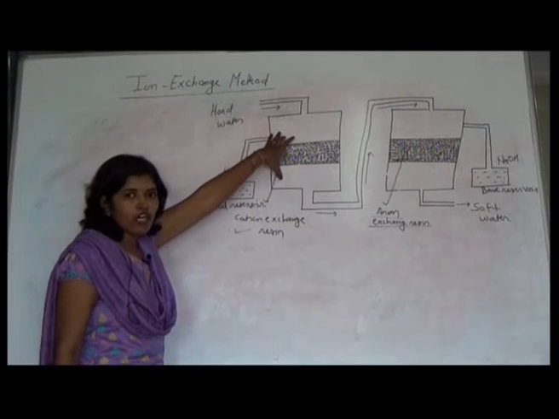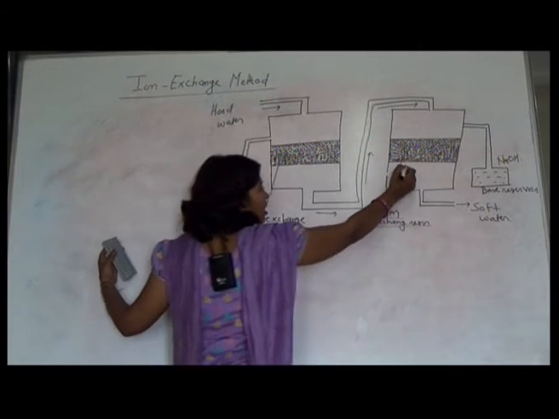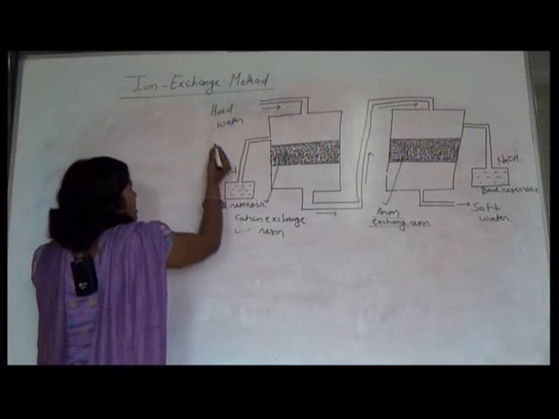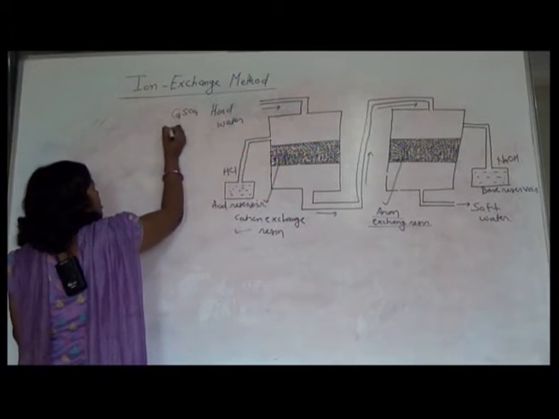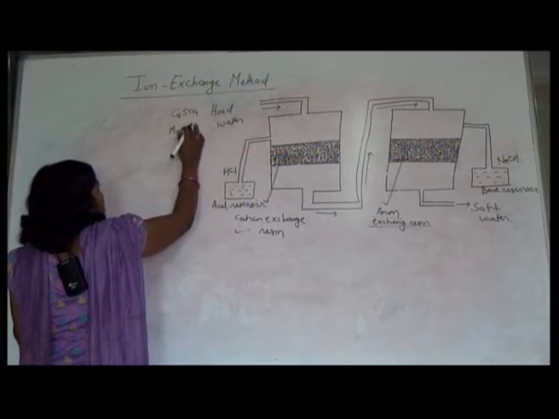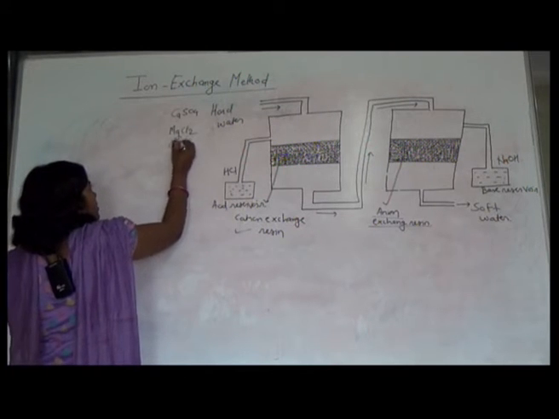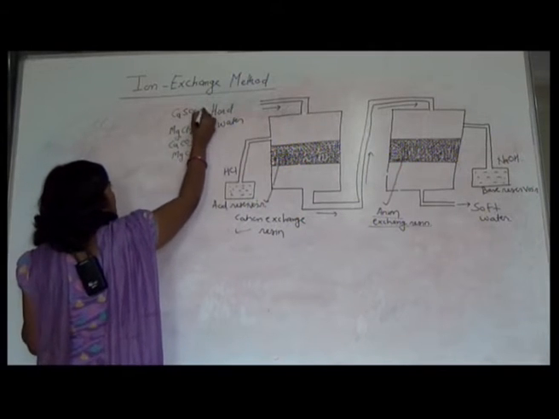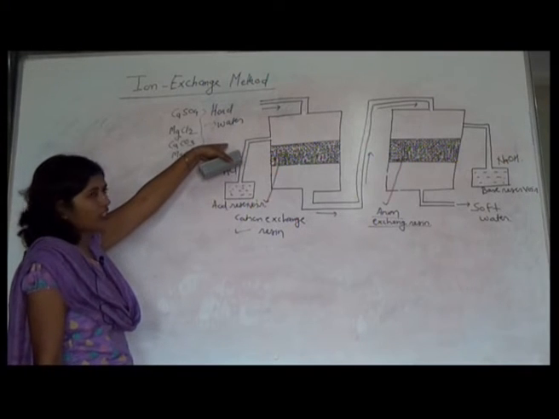We have seen that the first column is filled with the cation resin. The second column is filled with the anion exchange resin. Okay. Consider our water, it contains calcium sulfate salt or magnesium carbonate or magnesium chloride salt or calcium carbonate. If these salts are present in the water, then that water is called hard water.